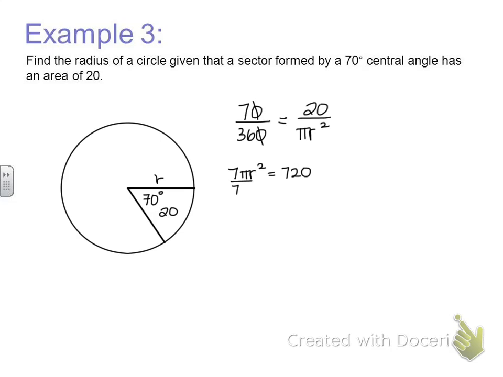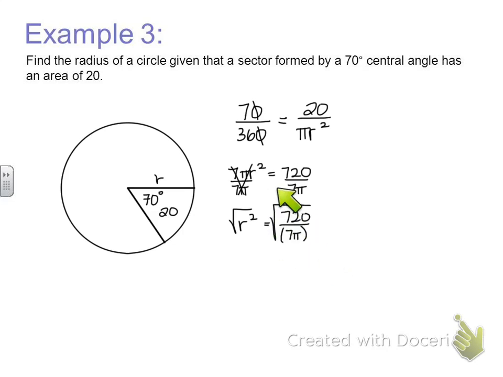I should probably divide by 7 pi, right? Because I want to get r by itself, so if I can cancel all of that stuff, then I'm left with r squared equals 720 divided by, and when you're typing this into your calculator, you're going to be doing 7 pi in parentheses, right? To get r alone, you need to square root both sides.